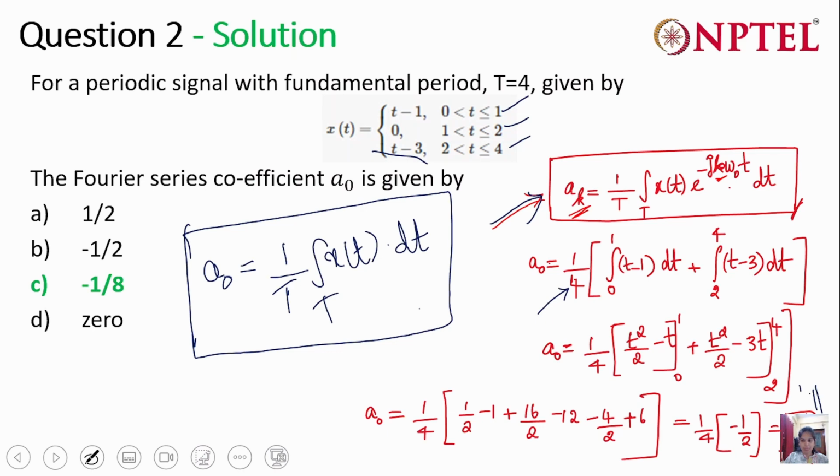So what you have to remember here is ak is equal to 1 by T integral over T of x of t e power minus j k omega naught t dt. Maybe you can just note down the formulas so that you get familiar with them.